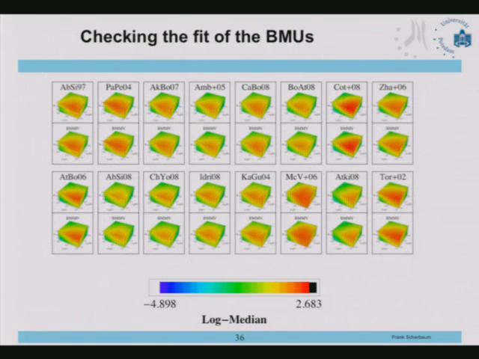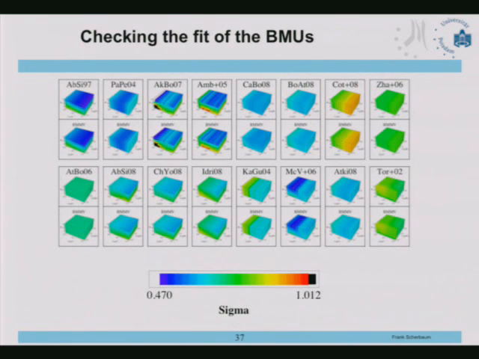So now if we let the SOM do its magic again, we need to check if the SOM has actually converged, which we can do again by comparing the training vectors with the best matching model vector. So we have to compare these pairs for each of the models. And we see, again, the SOM has converged nicely. There is no visual difference between the best matching units and the training vectors. And the same for the sigma.